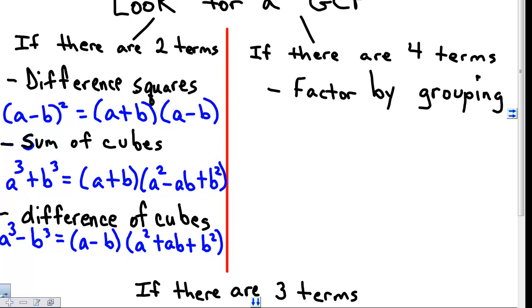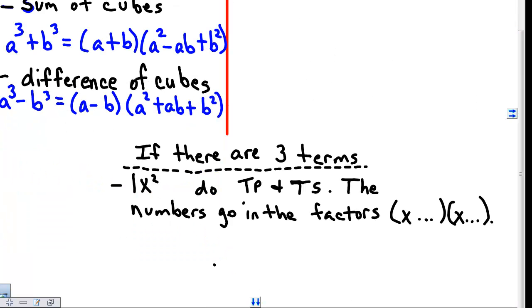If there are four terms, we factor by grouping. Some of you use the box method. If there are three terms, and a is equal to 1, we just do target product and target sum. The numbers go in the factors.